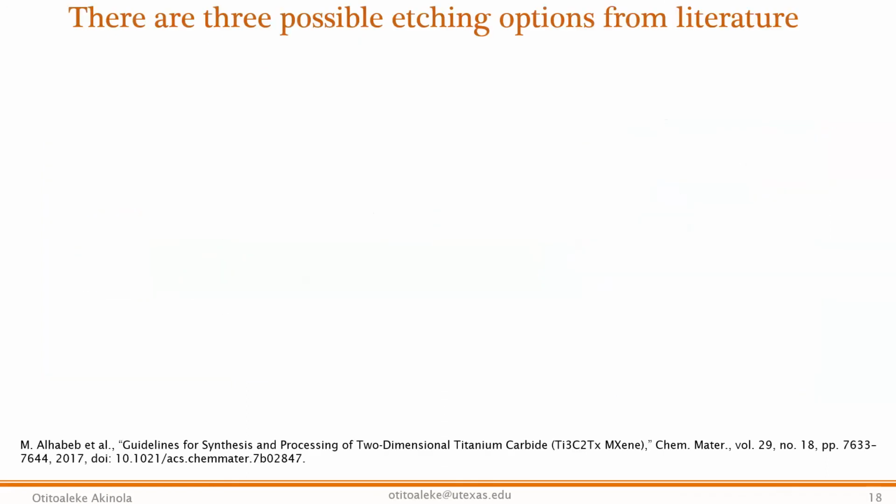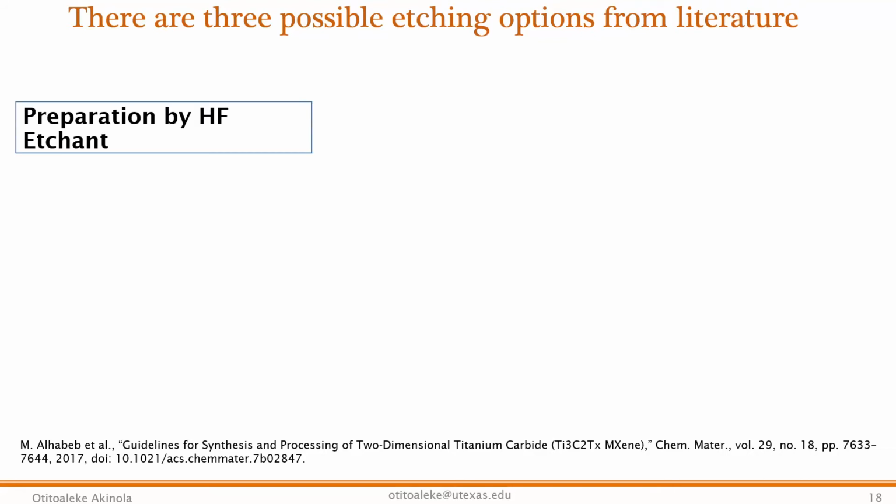Now, to move on with the etching after grinding the chromium aluminum carbide to millimeter dimensions, there are three options I could use. Number one is to use an HF etchant, which is mostly used out there. The problem with that is that the lateral dimensions of the product are not brilliant, and also there are more impurities involved.